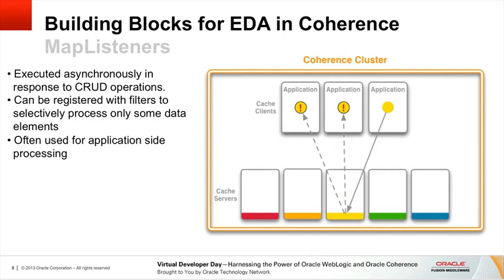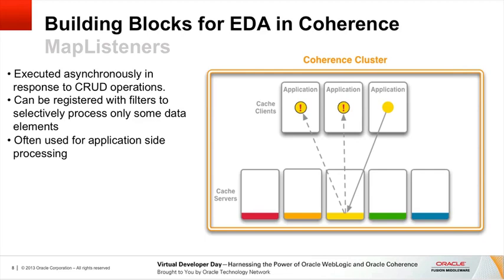The building blocks for event-driven architectures in Coherence have two key elements, map listeners and the live events feature. Starting with map listeners, which allow you, as an application developer, to respond to changes in data as they occur. Map listeners are executed asynchronously in response to CRUD operations. In the diagram to the right, you'll see that the application on the right has made a modification to an element in the cluster, and the other two applications have been notified that that modification has happened.